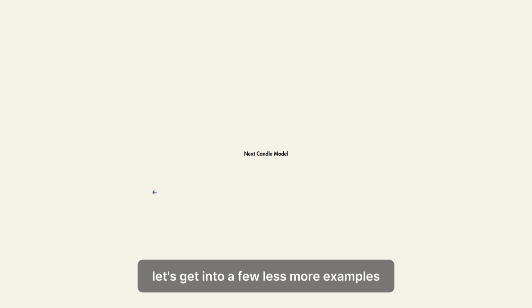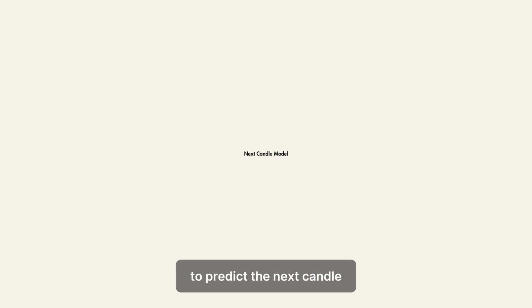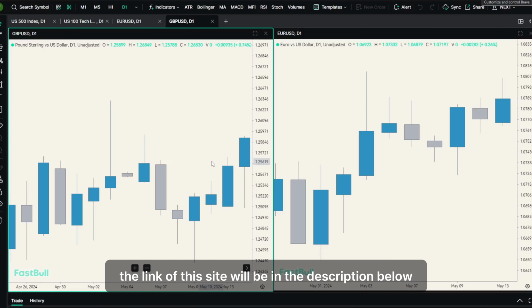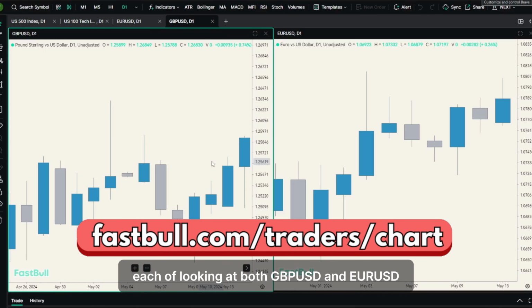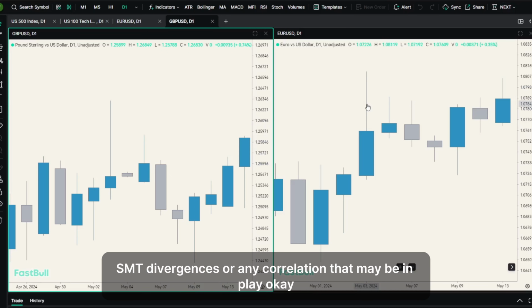Now let's get into a few more examples to fully validate all the formations that we've just learned to predict the next candle using the candle range theory. Now guys, we are back on fastball.com. As I said, the link of this site will be in the description below. Using our tiled window feature, looking at both GBPUSD and USD to look at any SMT divergences or any correlation that may be in play here, okay?